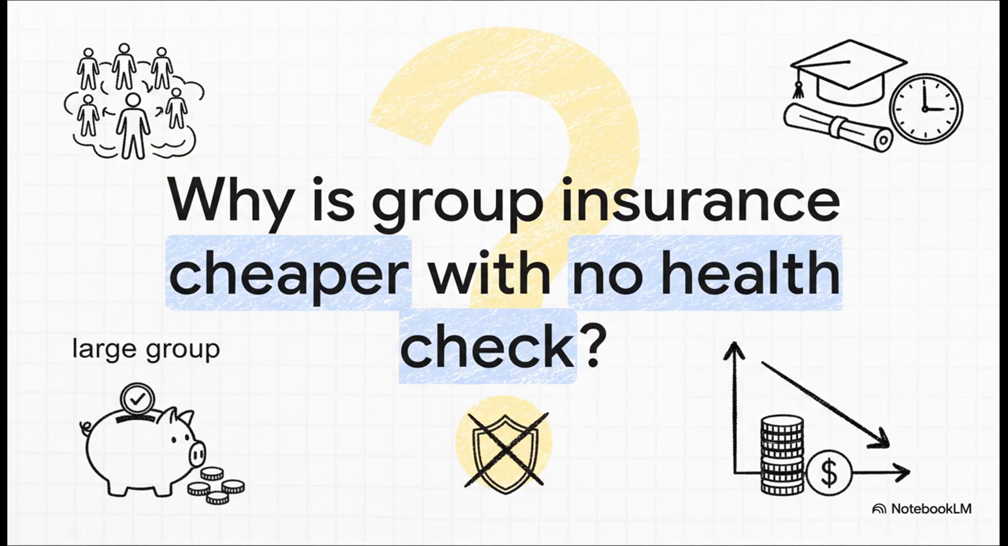So, to wrap this all up, let's test your knowledge. Ask yourself this question right now. Why is group insurance cheaper? And why doesn't it require a health check? If you can confidently answer that it's because the risk is spread across a large group of people and the administrative costs are way lower, then you've really got it. You have totally grasped the core concepts. You are ready for this section. Good luck on your exam.